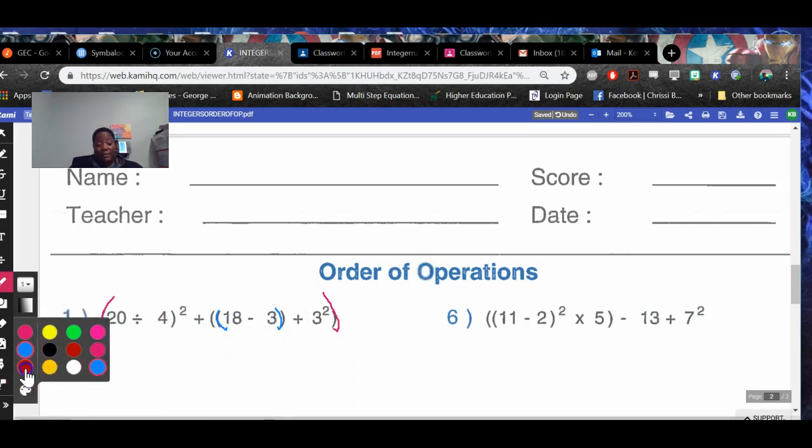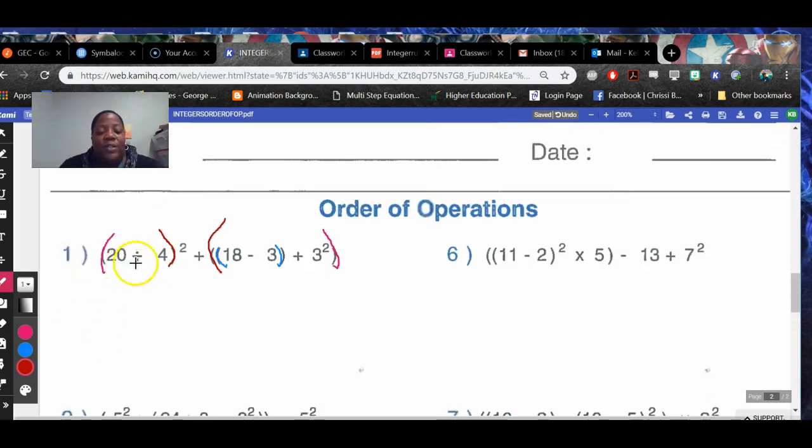Because technically, see that? This goes with this, creating a nested parentheses here, right? And this will go with this. There's no nested parentheses in here. But of course, according to PEMDAS, we're going to start with what's in these sets of parentheses. So technically, we have 3 sets of parentheses here.